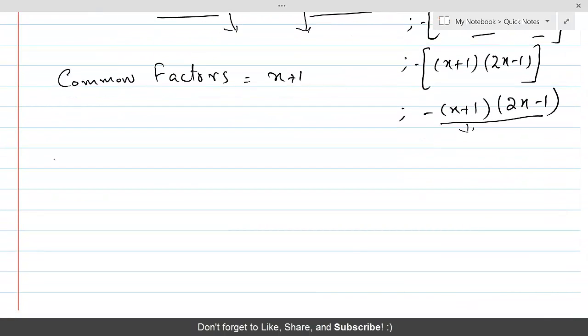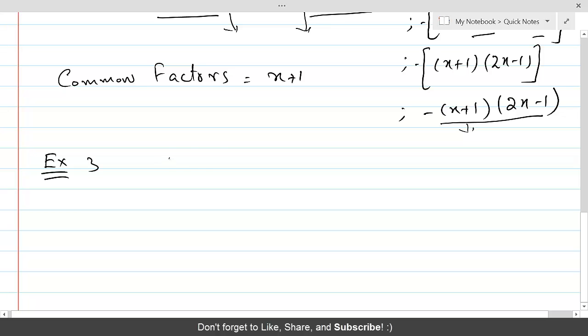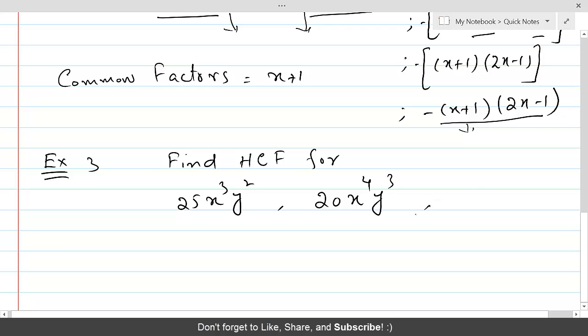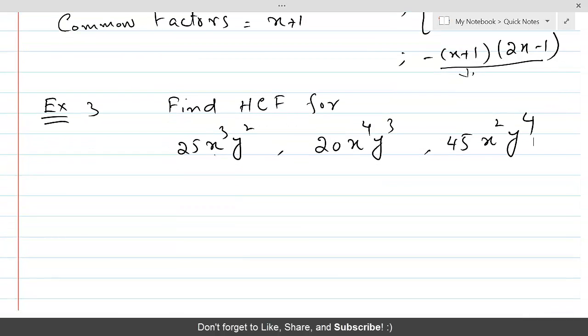And just the last question, example 3: find H.C.F. for 25x cubed y squared, 20x to the 4 y cubed, and the third one is 45x squared y to the 4. Now we factorize each one of the polynomials. We also need to factorize the numbers.